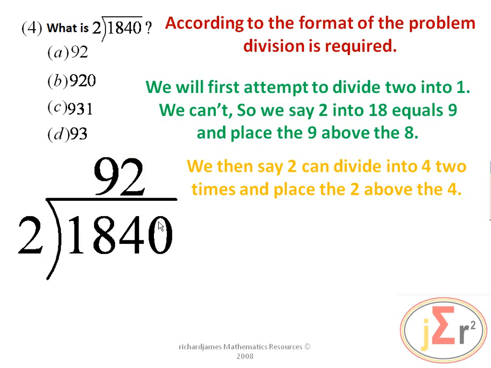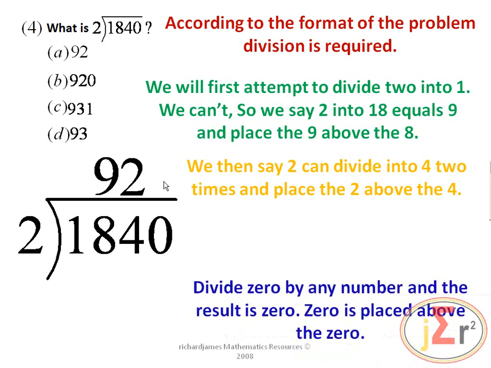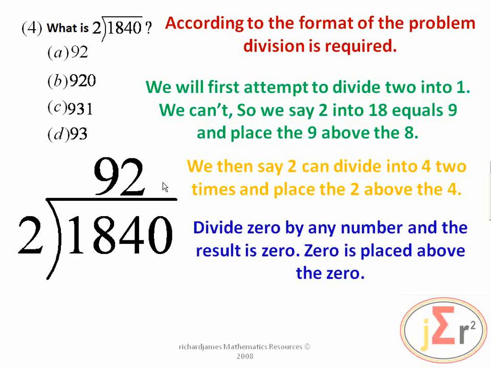2 into 0. Right. So although on this occasion, 2 into 0, we cannot do that a whole number of times, can we? No. But do we leave the 0 out? Right. So we cannot leave the 0 off like we have neglected it right here, because the 0 here is occupying a significant place. So it has a significant place right there. So we say 2 into 0 will be 0. So divide 0 by any number and the result is 0. 0 is placed above the 0.